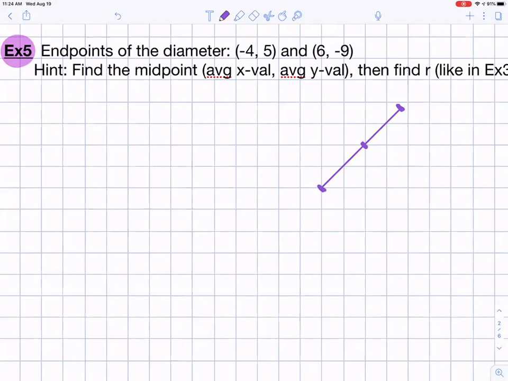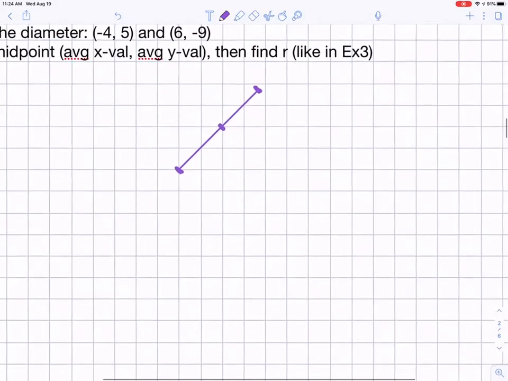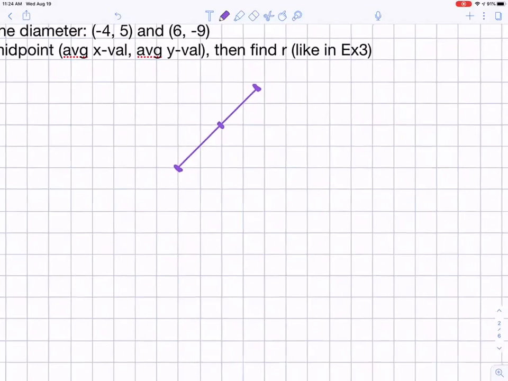Now look at your hint. Your hint says to find the midpoint. Okay, why? Because that'll give us our center. I just walked you through that. And then the other one says, and then you can find your radius the way you did in the last example. Okay, so let's go with hint number 1 first. Let's go find the midpoint.